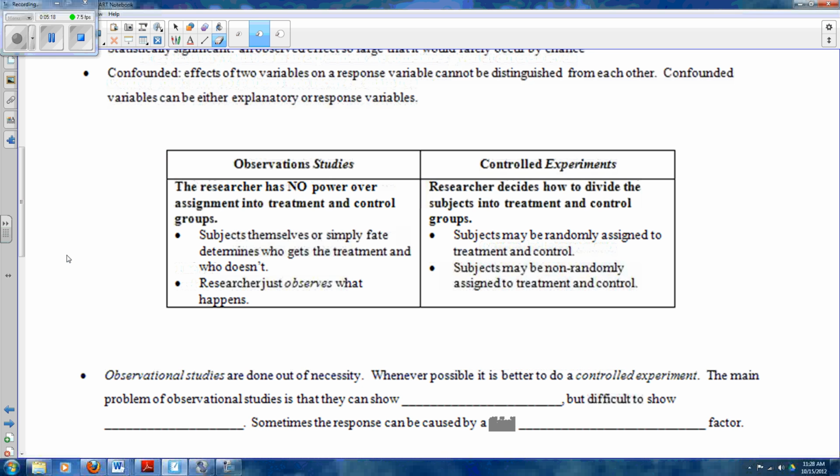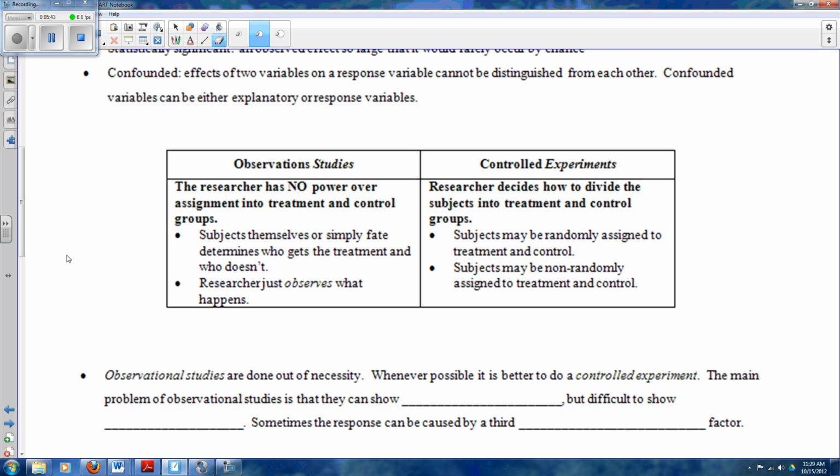Okay, so the main difference, and you'll have examples where you're going to have to figure out if things are observational studies or controlled experiments. Here in the middle of the page, in an observational study, the researcher has no power over assignment into treatment and control groups. Subjects themselves, or simply fate, determine who gets the treatment and who doesn't. The researcher just observes what happens.